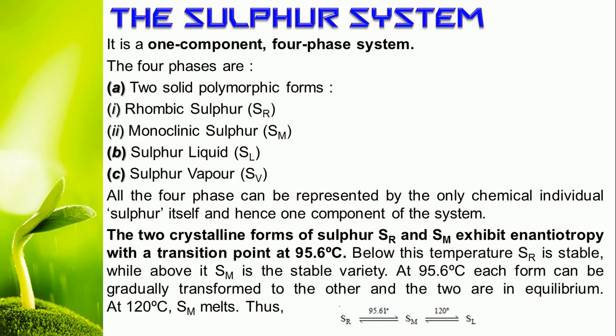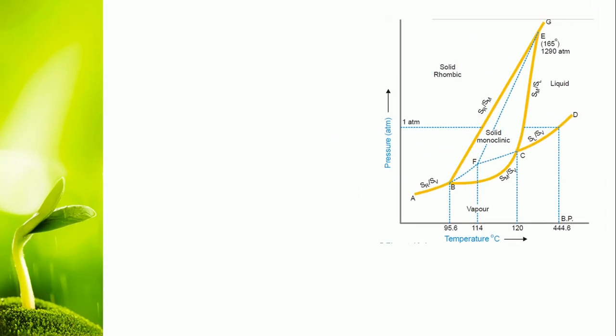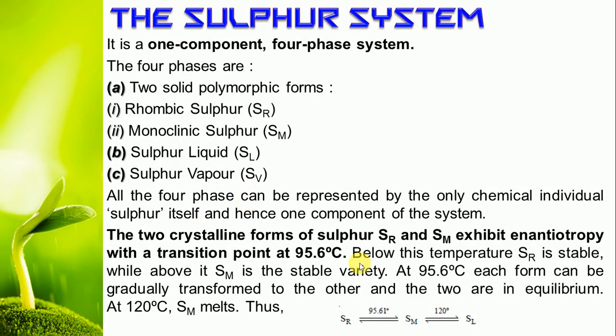The two crystalline forms of sulfur, rhombic sulfur and monoclinic sulfur, can interchange with each other at a temperature of 95.6 degrees Celsius, and you can see that the rhombic sulfur converts into monoclinic sulfur by absorbing heat when you heat it at 95.6 degrees Celsius. This monoclinic sulfur will become liquid sulfur if we further heat it and increase the temperature to 120 degrees Celsius. After getting the liquid sulfur, if we cool it, it will first become monoclinic sulfur, and if we further cool this monoclinic sulfur, it will become rhombic sulfur.